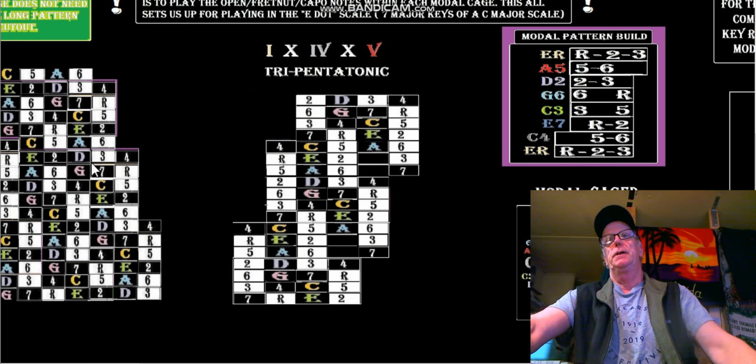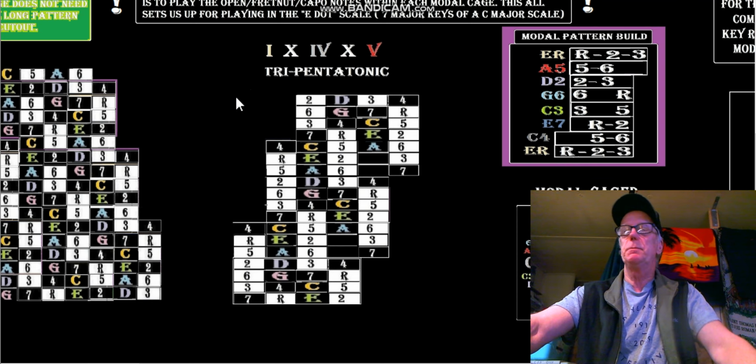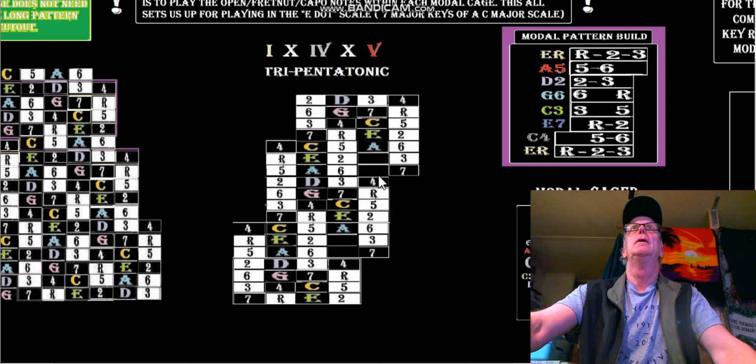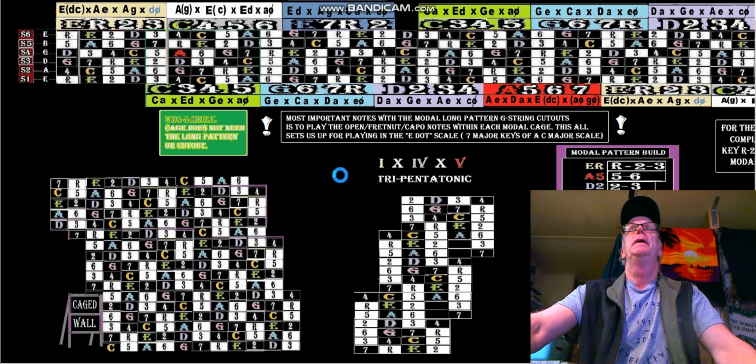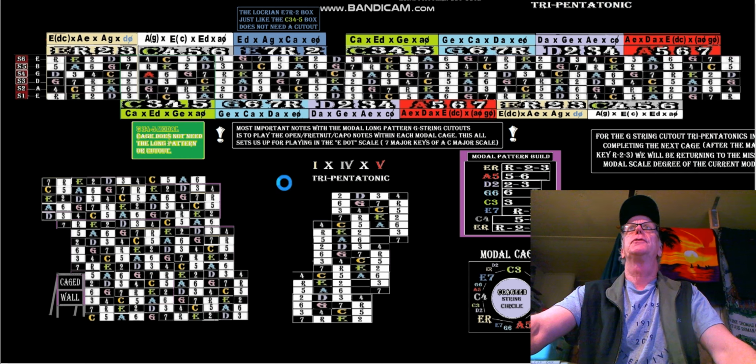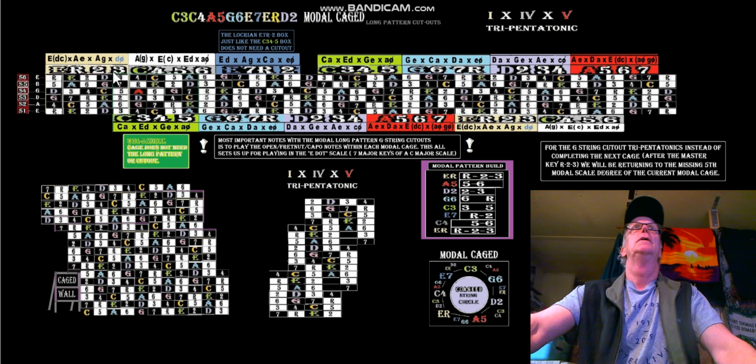Okay, part two here. So we had a couple of edits, but it worked out pretty well. Now, this chart here is 359. Okay, and it says for the G string cutout, try pentatonics.